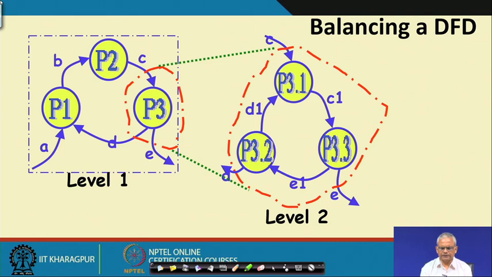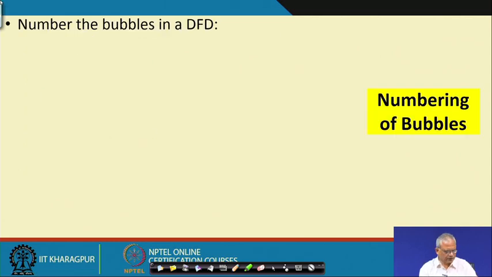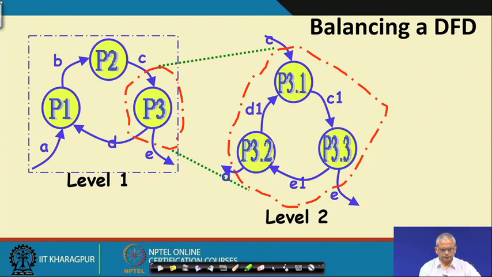This is another example here, balancing. Let us say we have a level 1 DFD representation is this, that P 1, P 2, P 3 are 3 processes, and they are exchanging some data, and A is consumed by P 1, P 3 consumes C and, sorry, the input to P 3 is C and P 3 produces D and E.